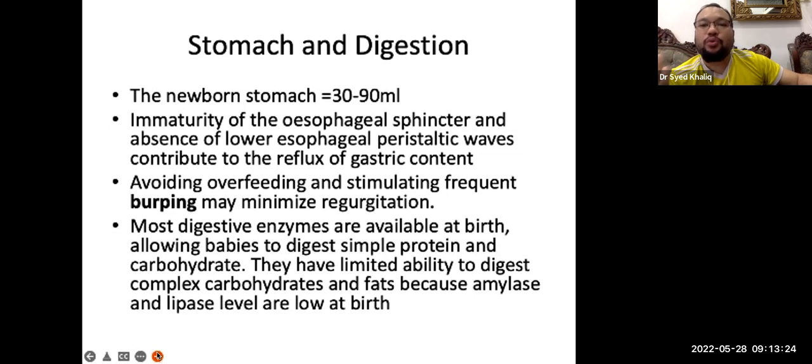So how do we know? How do we make sure that there's no overfeeding? So that's where the risk of overfeeding is. Sebab mak dia letak botol ke apa ke, baby will always suck. Not because the baby is hungry, but because sucking is a primitive reflex.